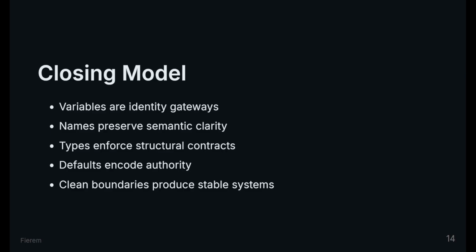Variables are not convenience parameters. They are identity gateways. Design them with clarity. Constrain them with types. Assign defaults deliberately. Mark sensitivity intentionally. Because Terraform will faithfully build whatever boundary you define. The quality of the graph depends on the quality of its entry points. Clean interfaces produce stable systems.